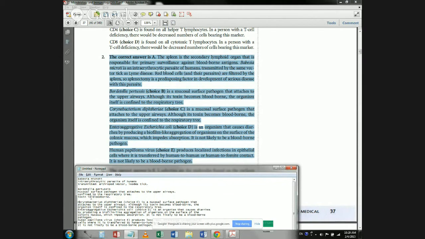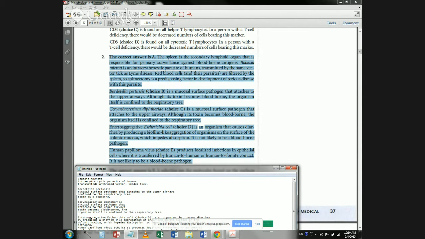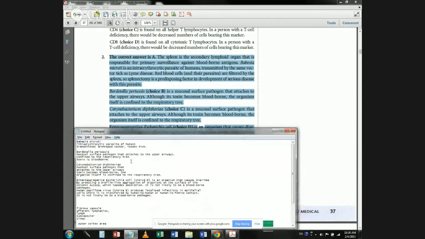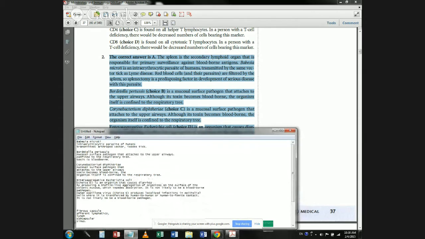Then we have Corynebacterium diphtheriae. It is a mucosal surface pathogen as well. It attaches to the upper airways. Although its toxin becomes bloodborne, the organism itself is confined to the respiratory tree. Same thing. Enteroaggregative Escherichia coli is an organism that causes diarrhea.